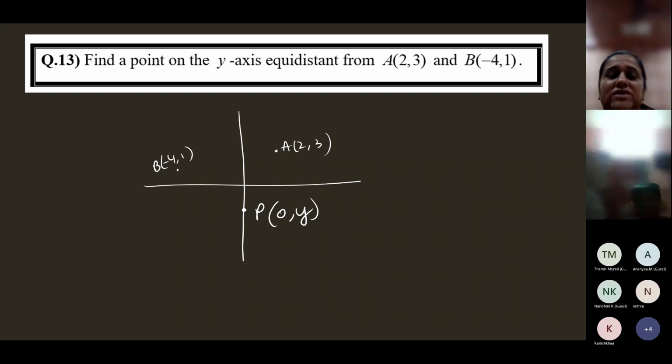It is x, 0 for the x-axis, but it is 0, y for the y-axis. Any point on the y-axis will be of the form 0, y: the x coordinate is 0 and the y coordinate will be some y value. So let P be the point on the y-axis, given by the address 0, y, such that PB is equal to PA, equidistant. This is the condition. Work that and you will be able to find the point on the y-axis.